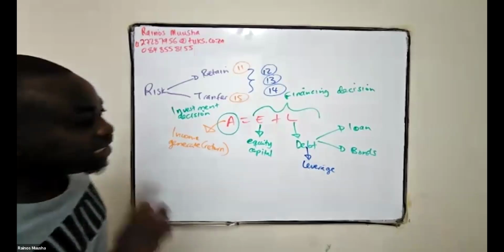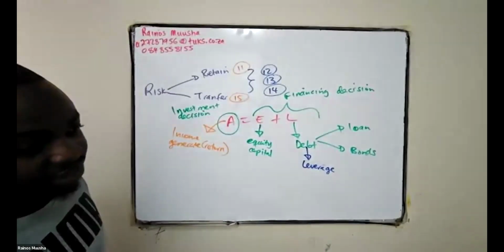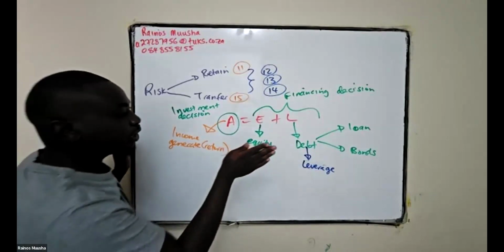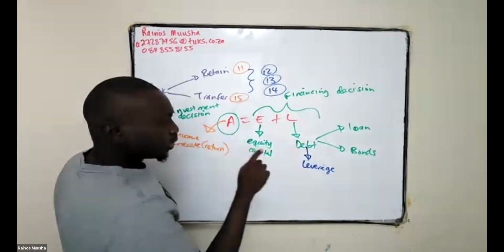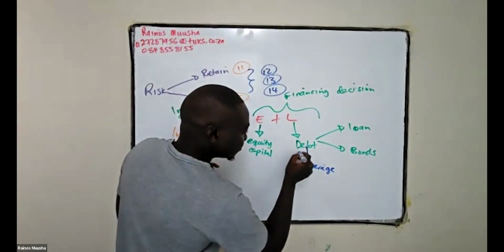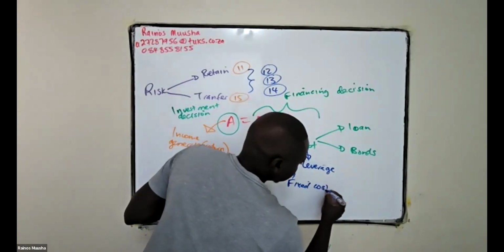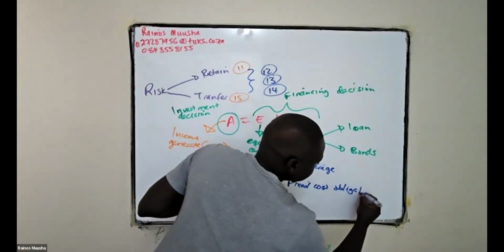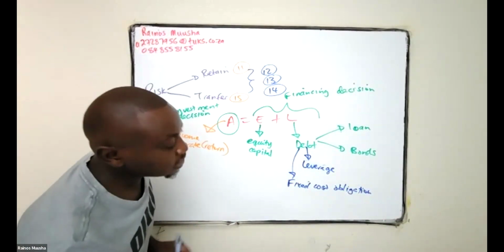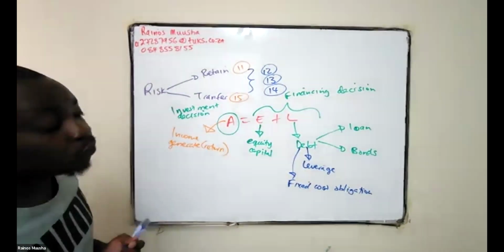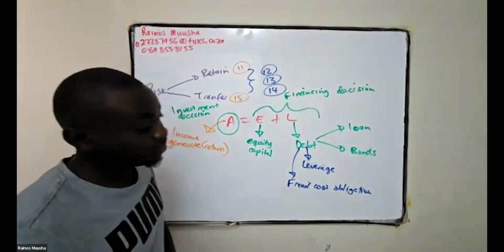But the risk to you as an organization is that if you are highly leveraged, this use of debt basically comes with fixed cost obligations. Like for example, whether you make money or not, you have to pay interest when it falls due. Whether you make money or not, when the debt reaches maturity, you have to repay that particular debt as well.